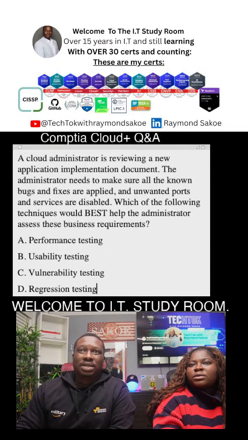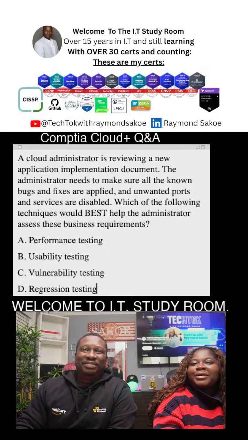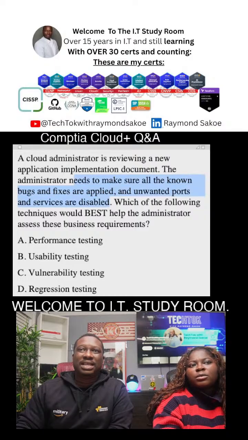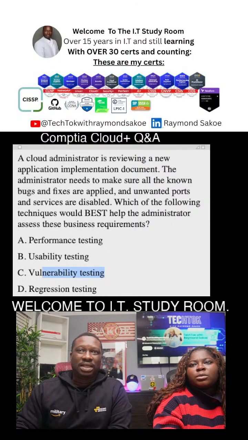Yeah, vulnerability testing. So the question is saying, okay. The answer is vulnerability? Come again? Oh, no. Okay. No. All right. Yeah, the answer is C. The administrator needs to make sure all the known bugs and fixes are applied. Okay. Right? And unwanted ports and services are disabled. Right? Okay. Vulnerability testing is the test that will give you that information.